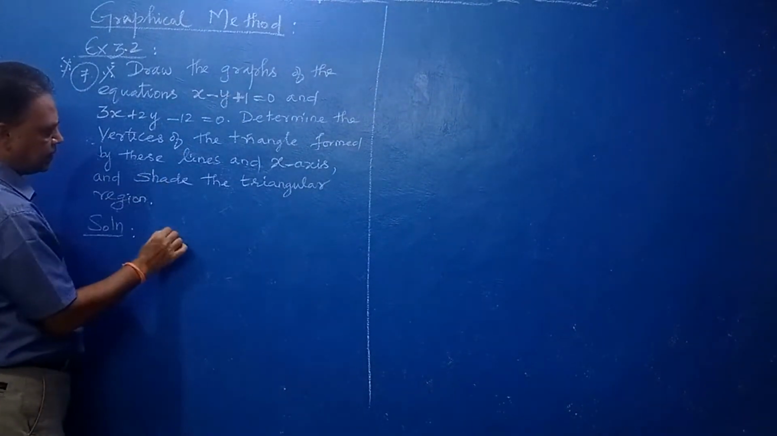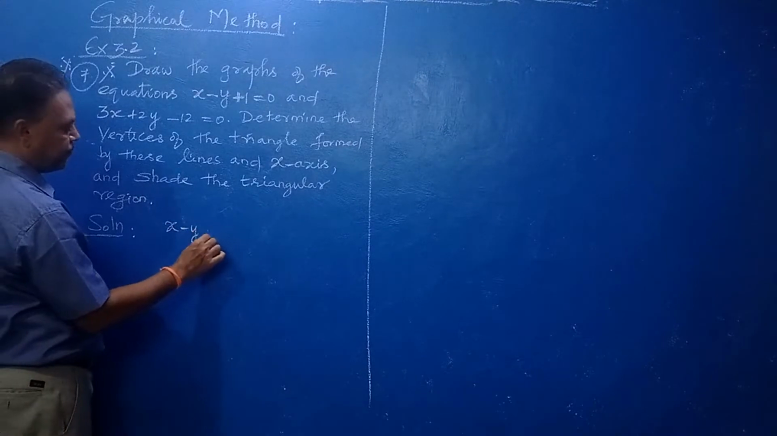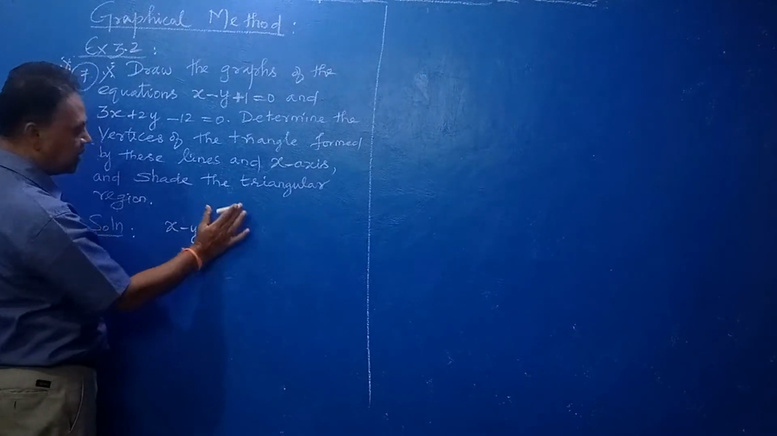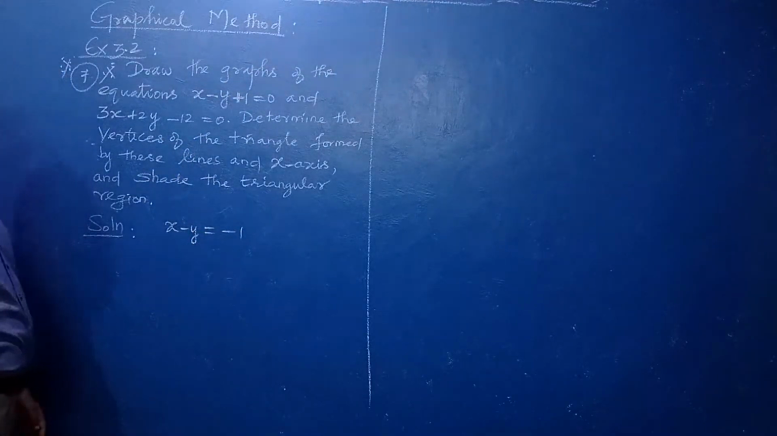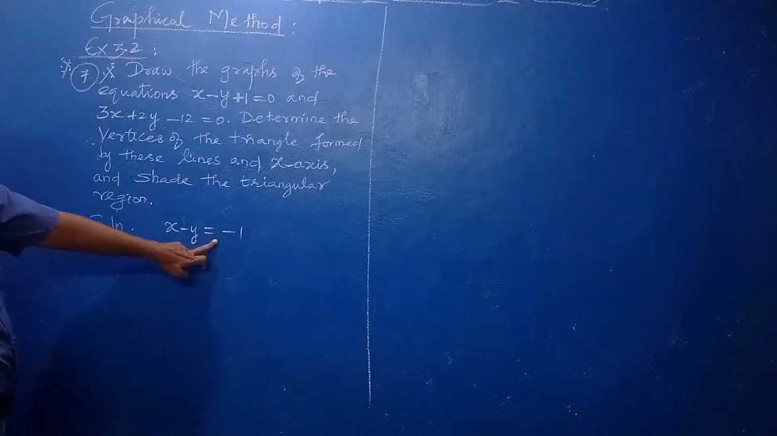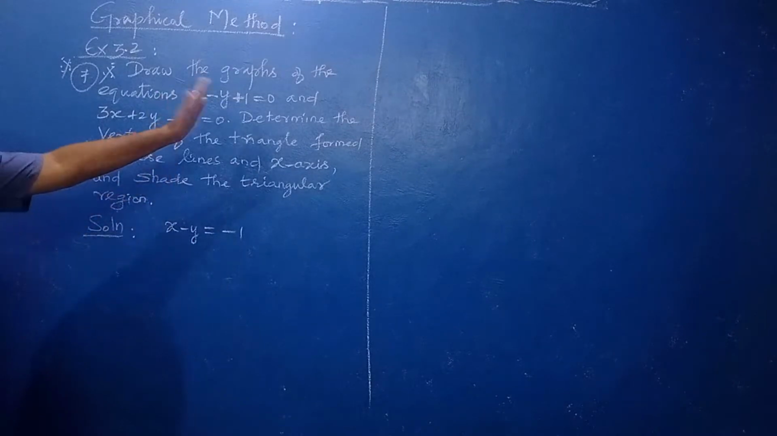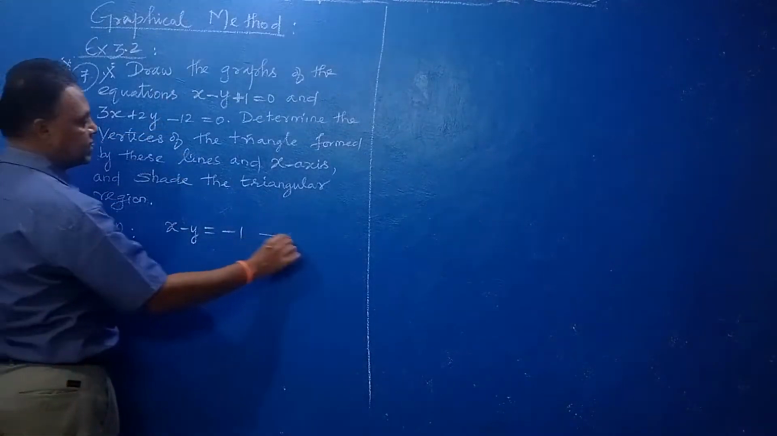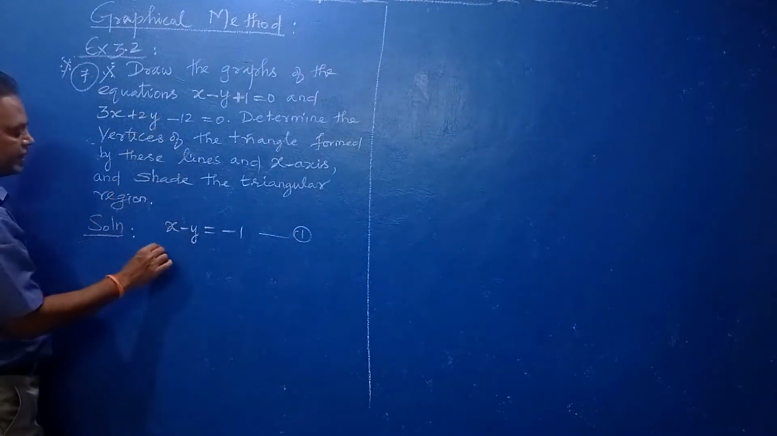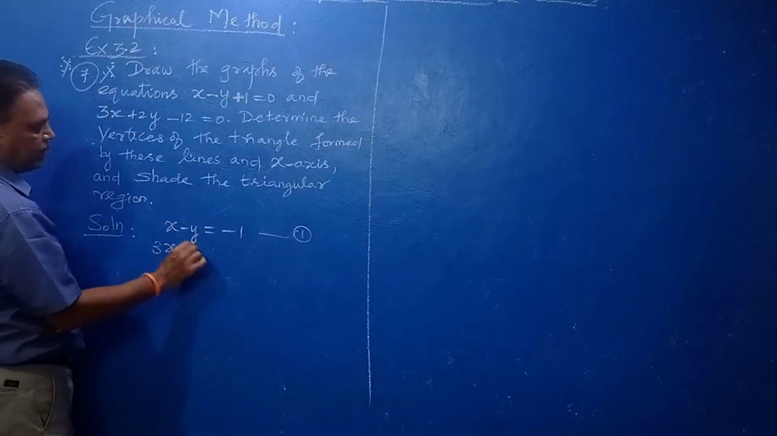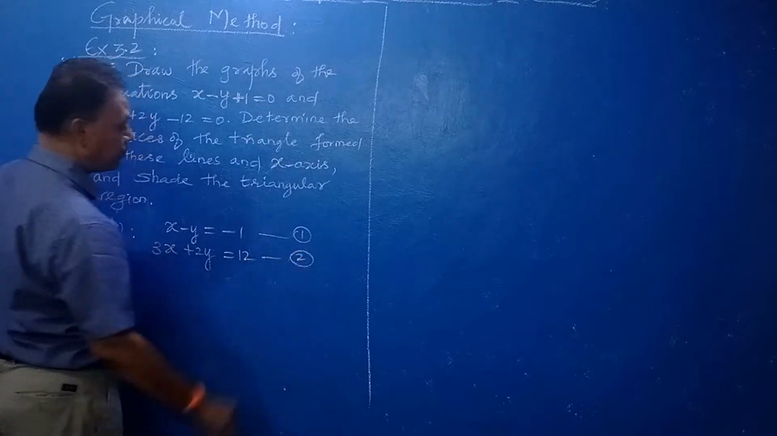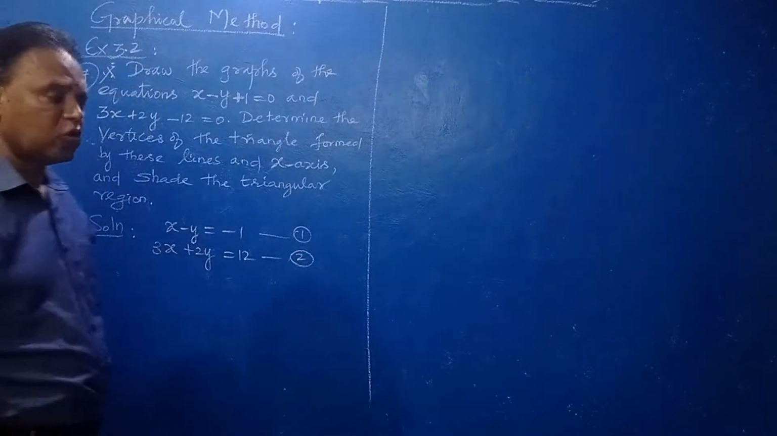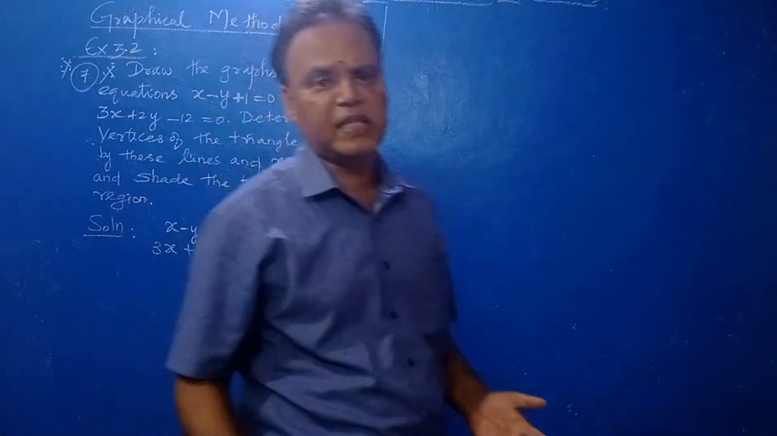You see, take this equation: x minus y plus 1 equals 0. Bring this plus 1 to this side as minus 1. For our convenience, you bring the constant term to the right-hand side. This is equation number 1. The second equation is 3x plus 2y equals 12, equation number 2.